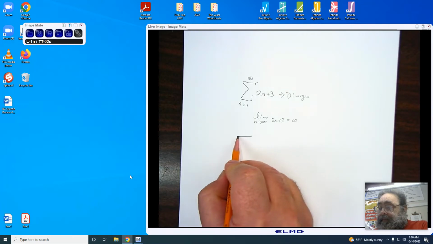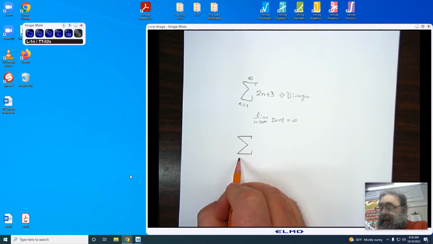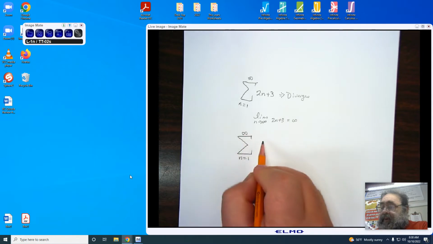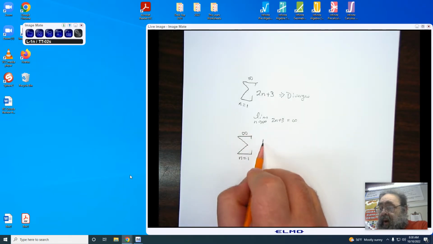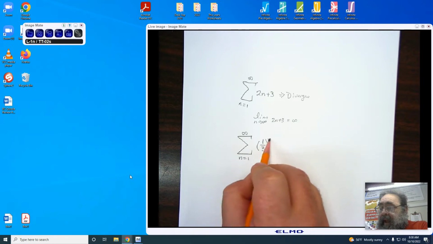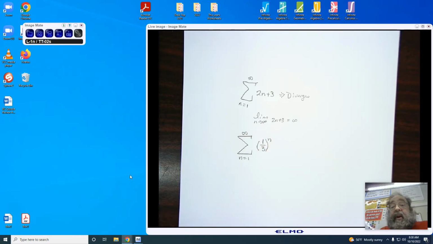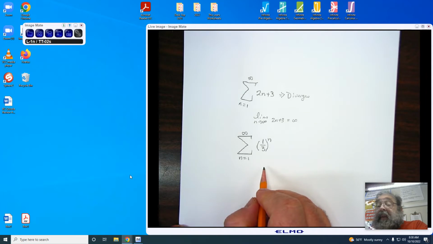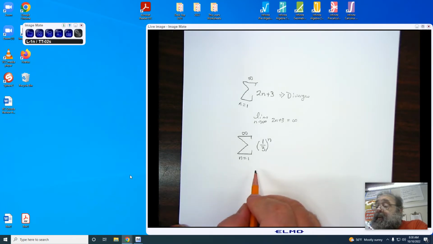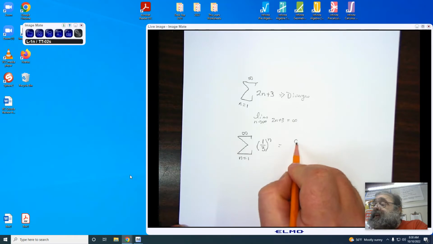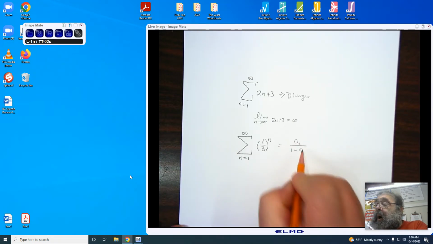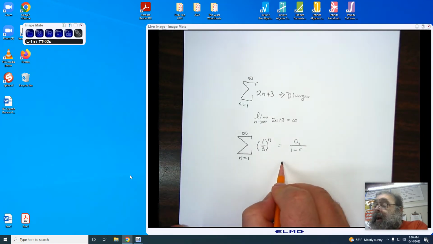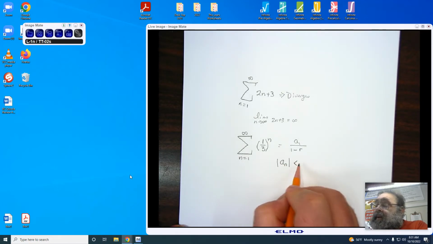For example, if I take the series as n starts at 1 and moves to infinity, and I have 1 over 3 to the nth power, I'm now looking at a geometric series. And in this geometric series, we know that we can find the limit at infinity. This is using our a sub 1 divided by 1 minus r. And this applies only because the absolute value of the ratio is less than 1.